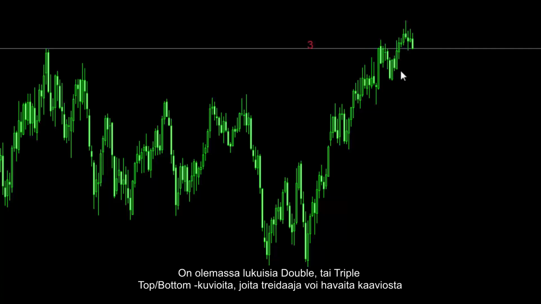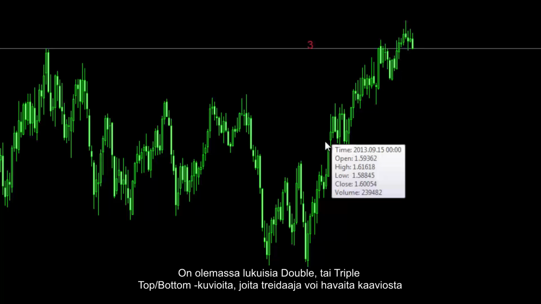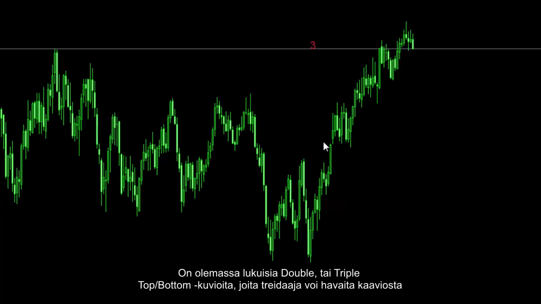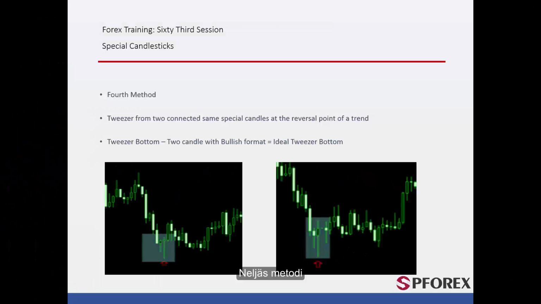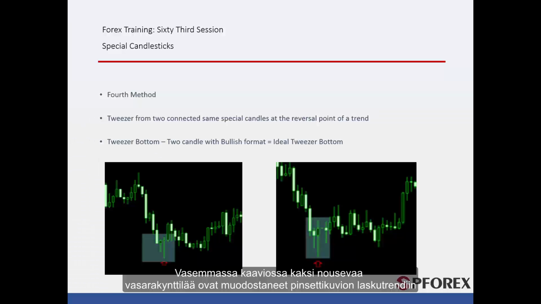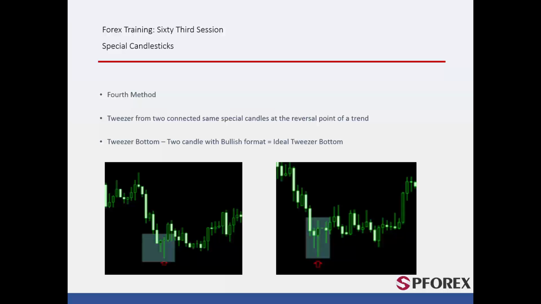There are numerous double or triple top and bottom patterns a trader can detect on charts. Fourth method. A trader can utilize tweezer candles to determine pivot points. On the left graph, two bullish hammer candles have formed a tweezers pattern on a downward trend. So, a trader could place a buy order after market price has passed the high price of tweezers.